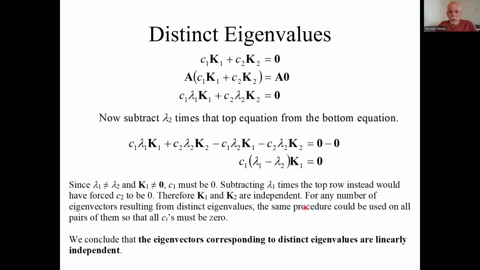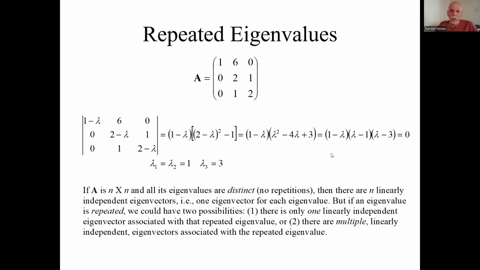And you could keep doing that for any number of eigenvectors, and you'll find that that means they're independent. So eigenvectors that correspond to distinct eigenvalues are linearly independent. I'll talk about repeated eigenvalues and their corresponding eigenvectors in the next video.